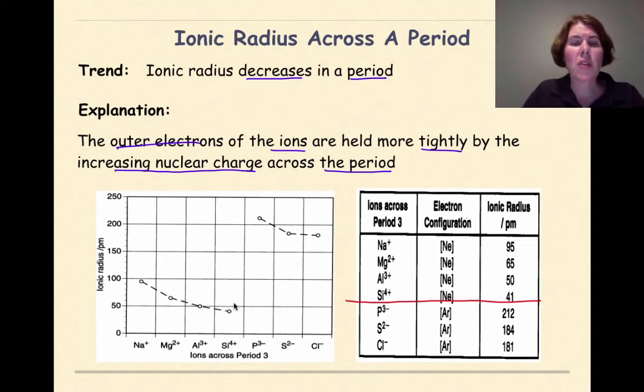So the general trend that we see, and we can see it on this graph right here, is that as you go across the period, the radius is going to get smaller here as we look at the elements that are becoming positive ions, and the radius is also in general going to get smaller here, again, as we look at negative ions. So whether it's positive or negative, the radius is still going to decrease.